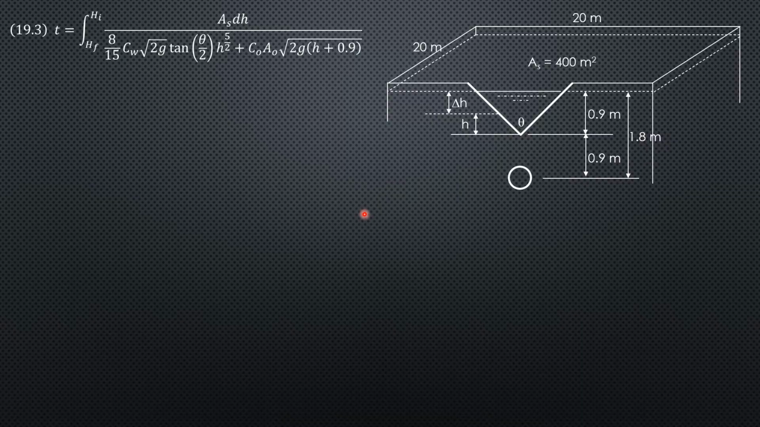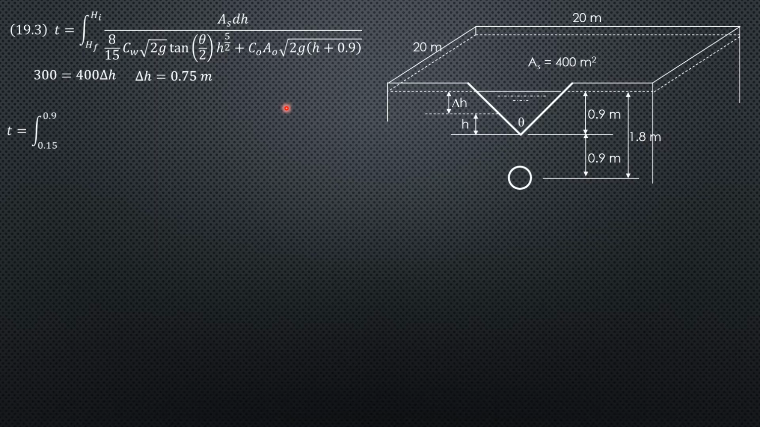So let's compute for delta H. 300 equals area S, 400, times delta H. So delta H is 0.75 meter. Therefore, the initial head is 0.9. In general it is 0.9 because for the weir it is H plus 0.9, and the final head is 0.9 minus 0.75, so 0.15. So in these limits we have 0.15 to 0.9.